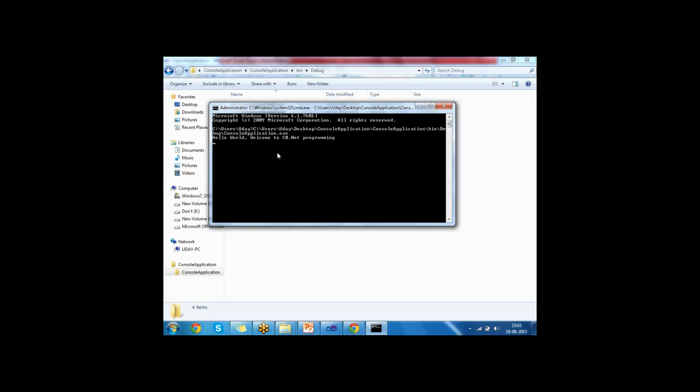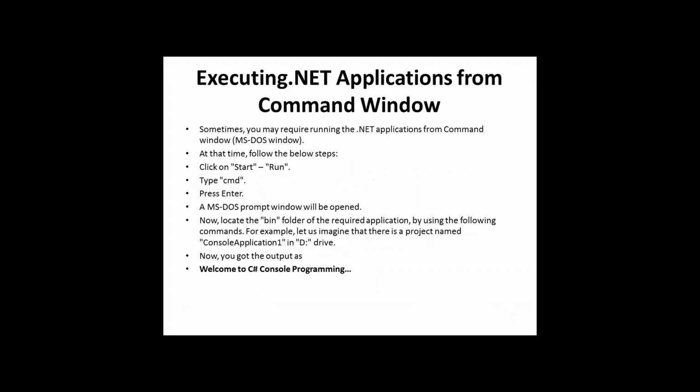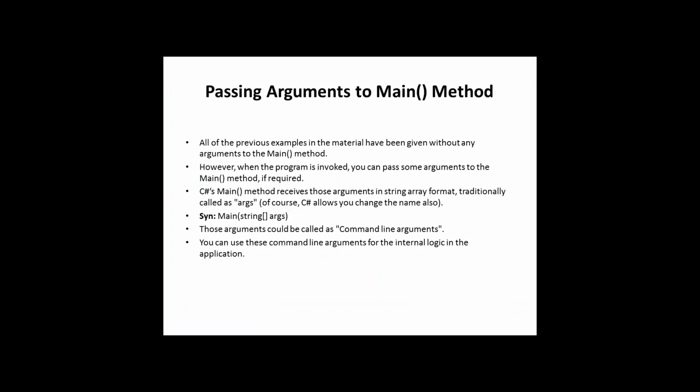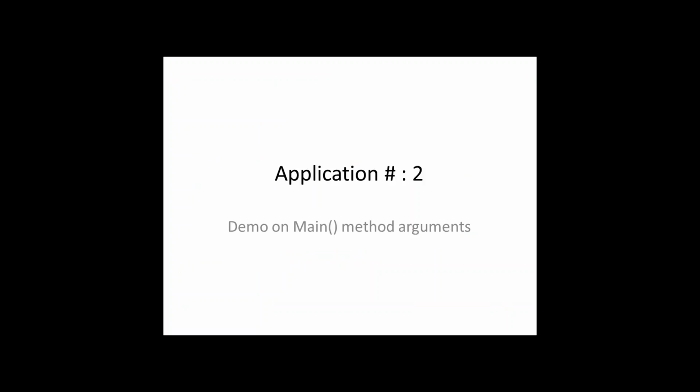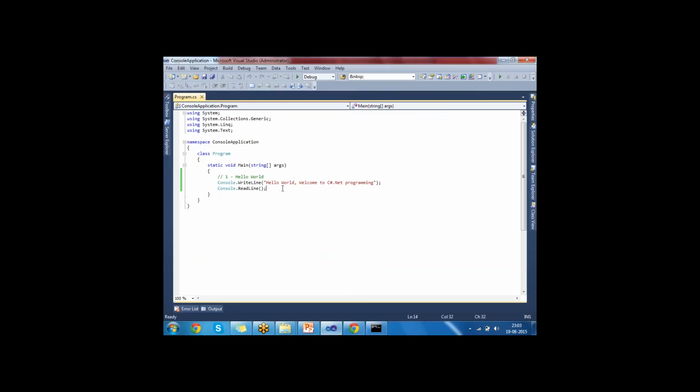So if you write a program of 1,000 lines, just give this exe to other people, and they can run your program without any problem. That's why you can run your program this way. I said you can pass some arguments to your main method, right? So shall we see the second demo?